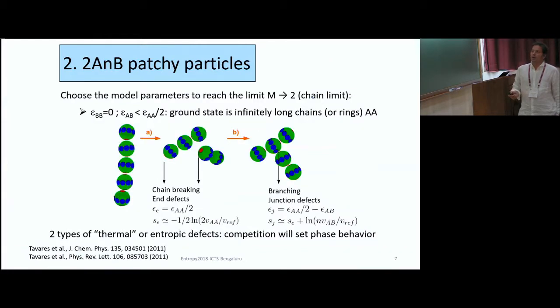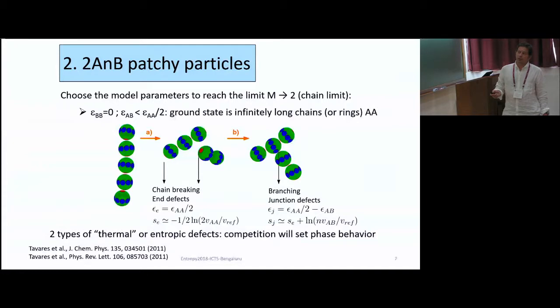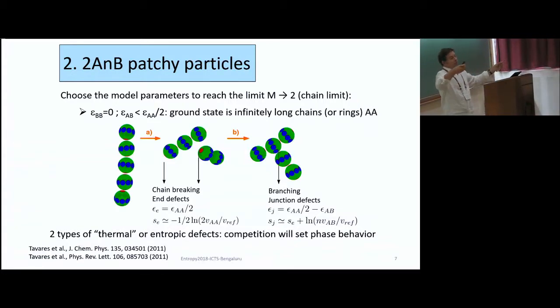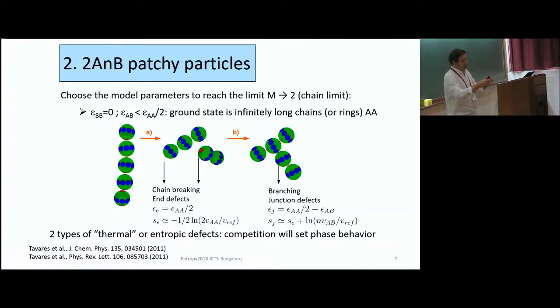And now you restrict yourself to this relation between the energetic parameters of the other two bonds. Epsilon AB is lower than epsilon AA over 2. Why? We do this because it can be shown very easily that if you do this, then the ground state of this system is infinitely long chains formed by AA bonds, a sequence of AA bonds. So you have a ground state with infinitely long chains.